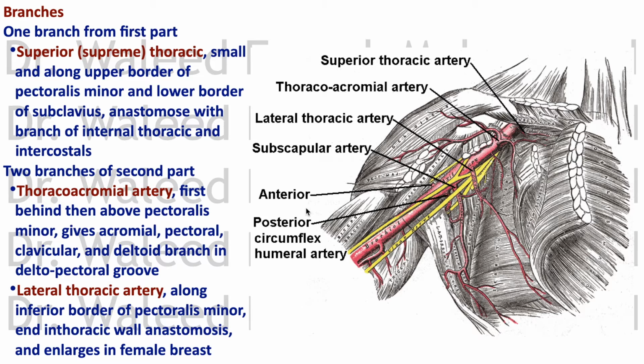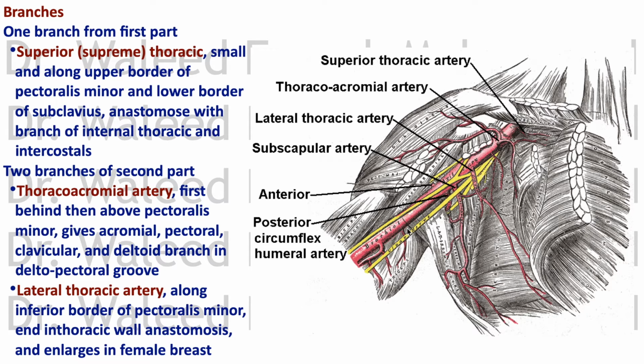The second part, though it's showing here that the branch of the second part is above the pectoralis minor, actually it's behind the pectoralis minor. The thoracoacromial artery gives branches A, P, C, D: the acromial, the pectoral, the clavicular, and deltoid branches. Behind, then above the pectoralis minor, it gives acromial, pectoral, clavicular and deltoid branches in the deltopectoral groove.